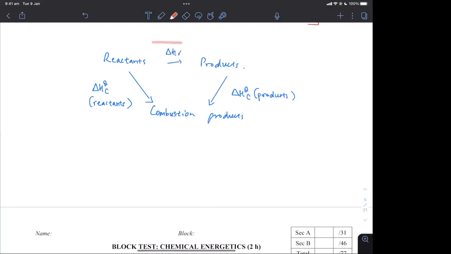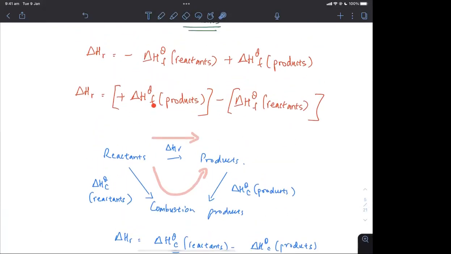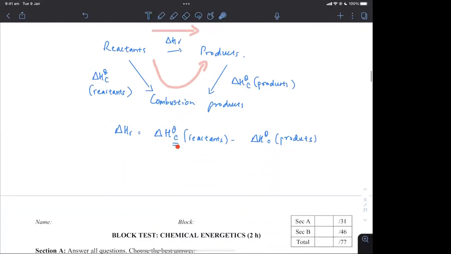Now again, Hess's law says the enthalpy change of a reaction does not depend on which path you take. It could be direct, it could be indirect, as long as we start from the same reactants and end at the same product. Here we are going in the same direction. Here we're going in the opposite direction, so we have to do minus that thing there. So the enthalpy change of reaction equals the combustion of reactants minus the combustion of products. And that is why this formula works, provided you are not confused about what data you are given. If you're given formation data, it has to be formation of products minus formation of reactants. If you have combustion data, it has to be combustion of reactants minus combustion of products.